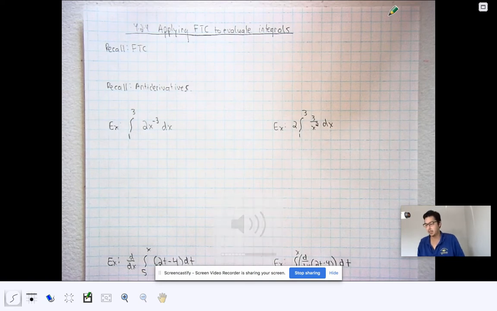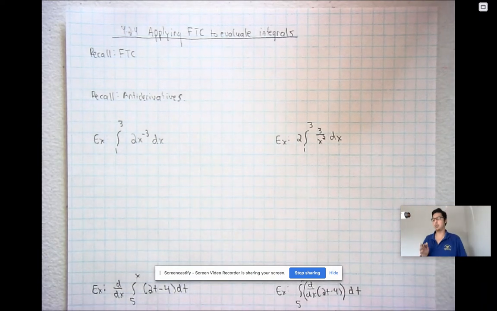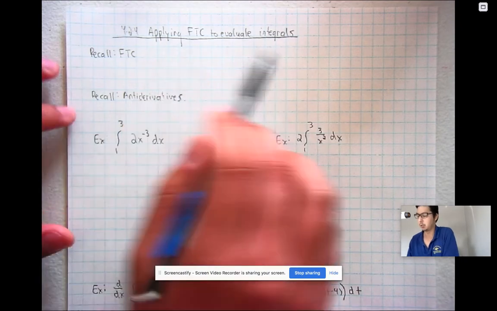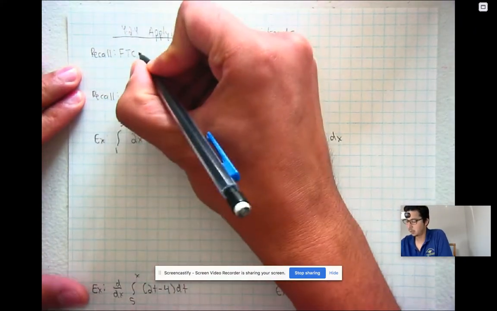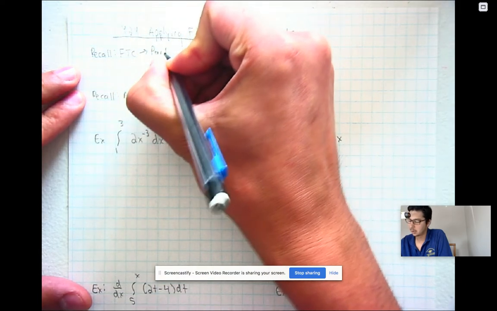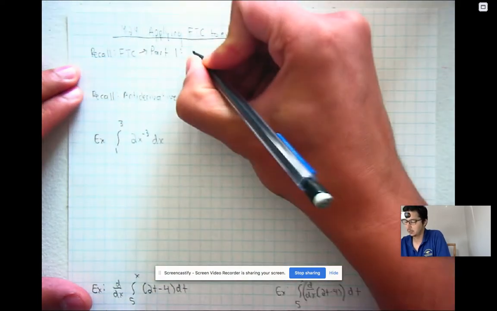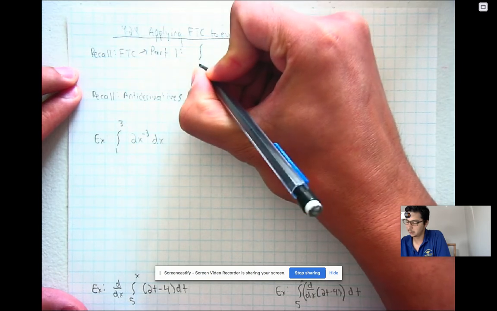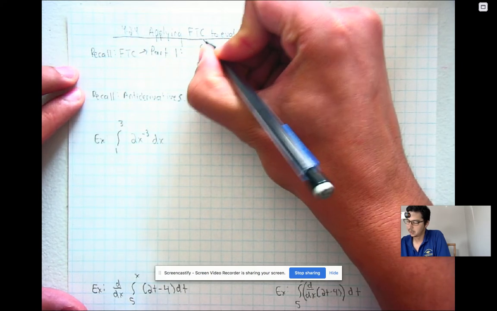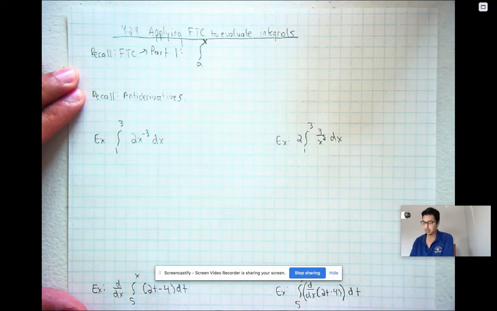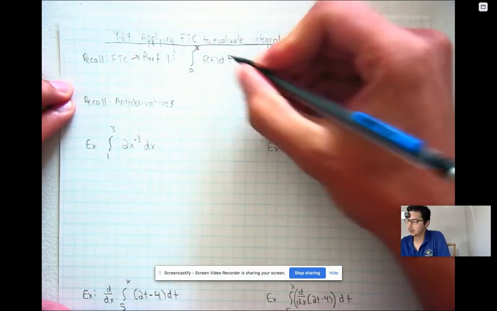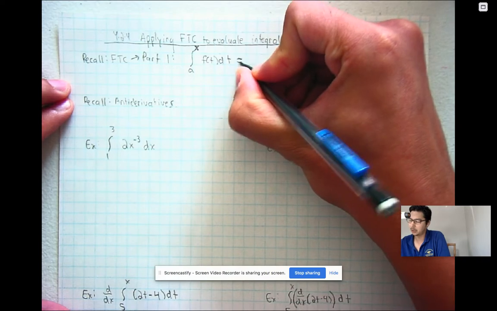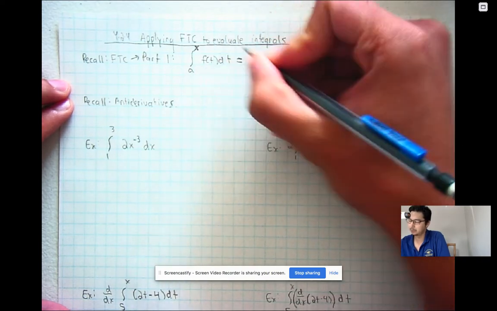Hello everyone, and in this video we're going to be talking about how you apply the fundamental theorem of calculus to evaluate integrals. All right, so let's recall what the fundamental theorem of calculus says. Part one says that if you take an integral from some value to an unknown value x of a function f of t dt, to evaluate this you can take the antiderivative of this function.